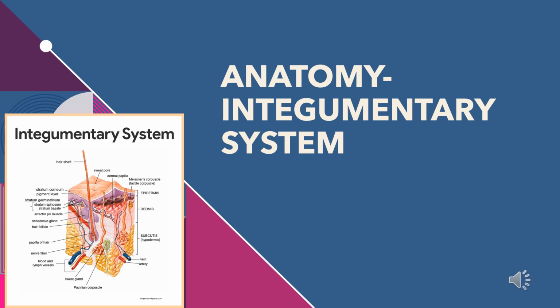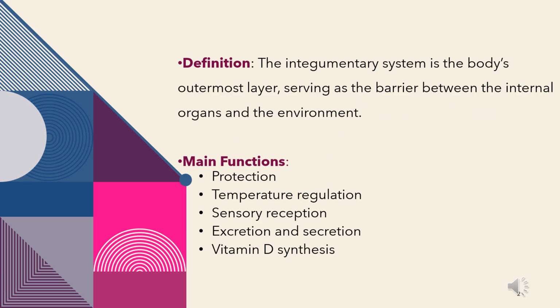So today we're gonna see about the topic integumentary system, anatomy and its function. Here comes the definition of the integumentary system. It is the body's outermost layer, serving as a frontline barrier between the internal organs and the environment.